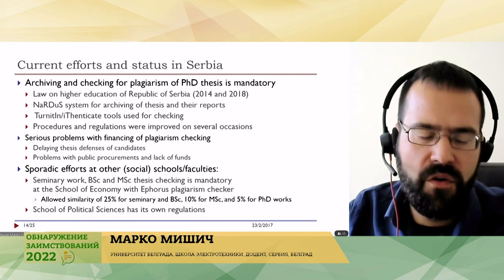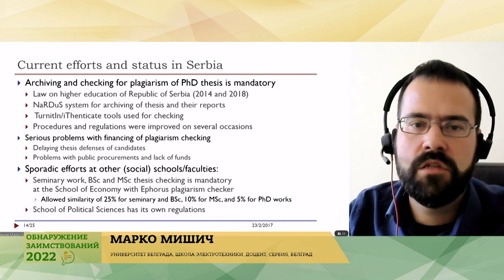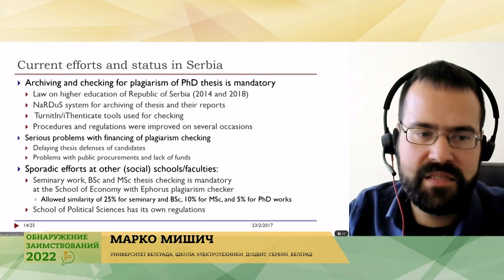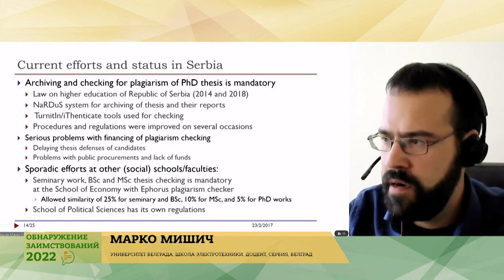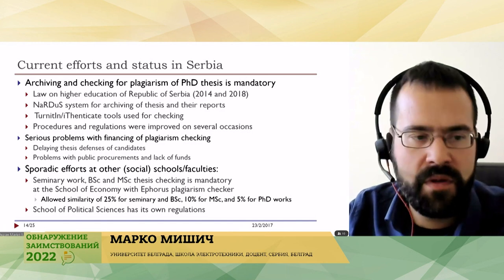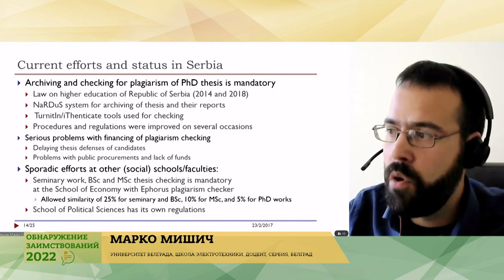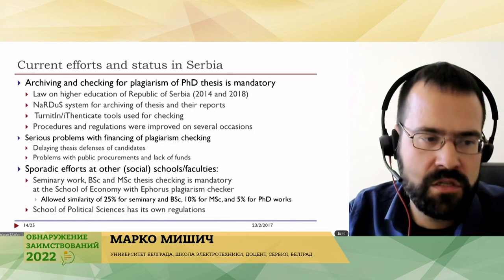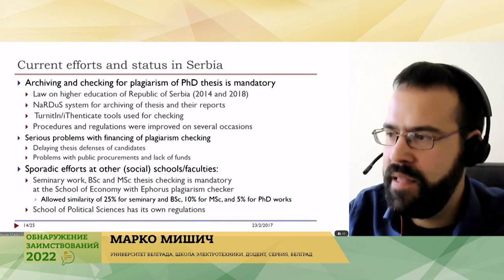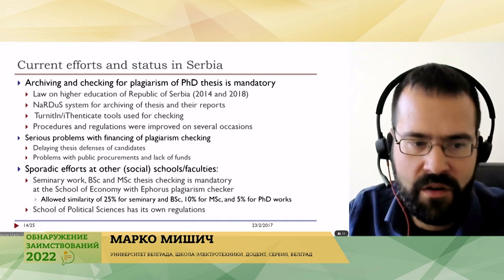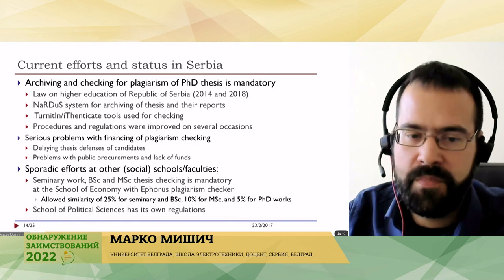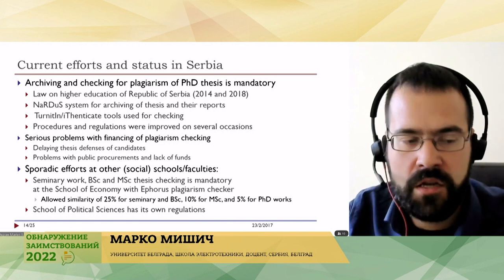For a long period of time, even before those regulations took force, the School of Economy had its Ephorus plagiarism checker. It's because they have a lot of those reports, seminary work, and similar. And they have their own stricter regulations. So all student documents are checked, and they prescribed allowed similarity of 25% for seminary work and bachelor thesis, 10% for master thesis, and 5% for PhD work.